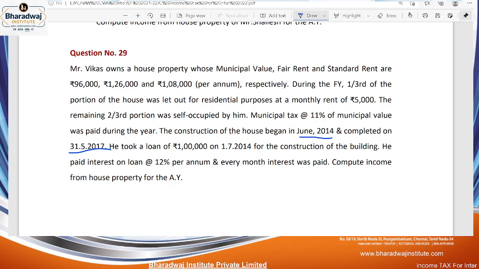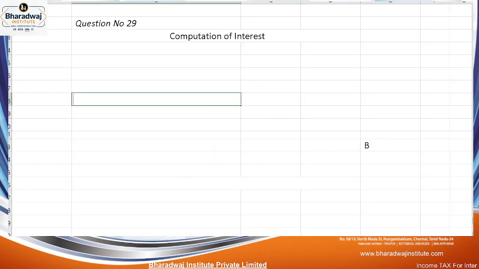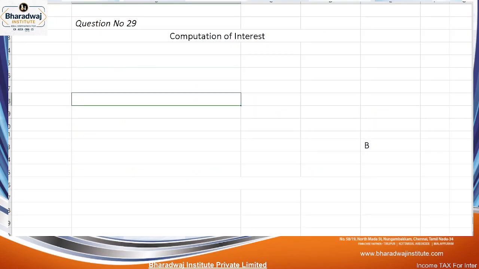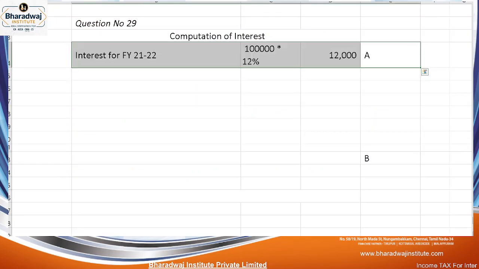So 1/3 is let out, and 2/3 is self-occupied. Read this question. Please pause and try to work it out, then you can proceed with the solution next. First let us work out the interest. Current year interest, what is the loan? 1 lakh into 12%, 12,000, can be claimed fully.